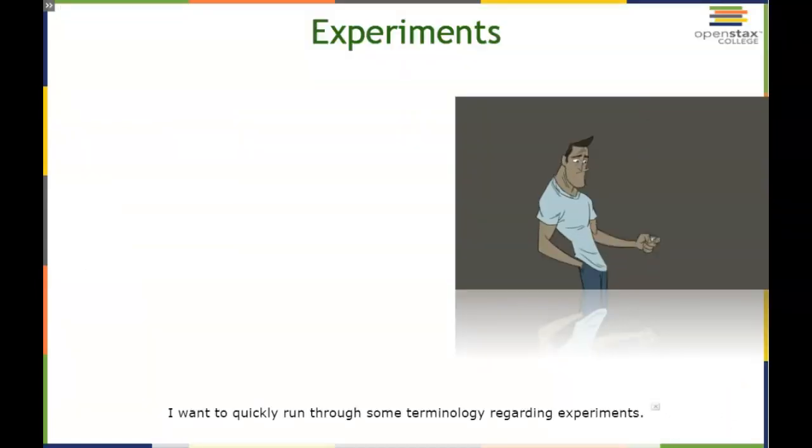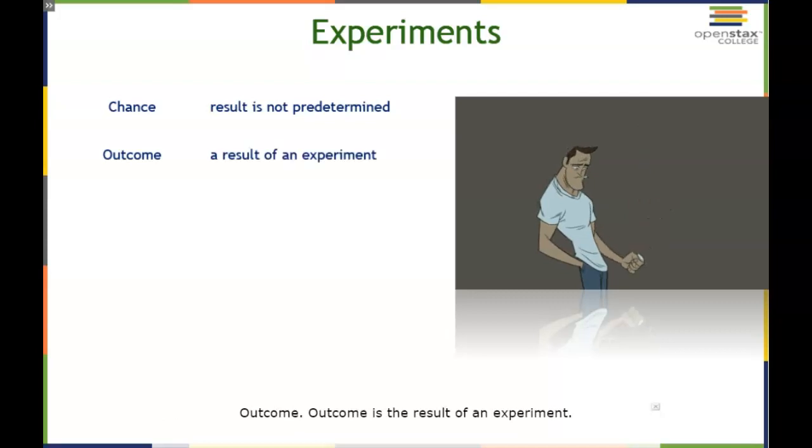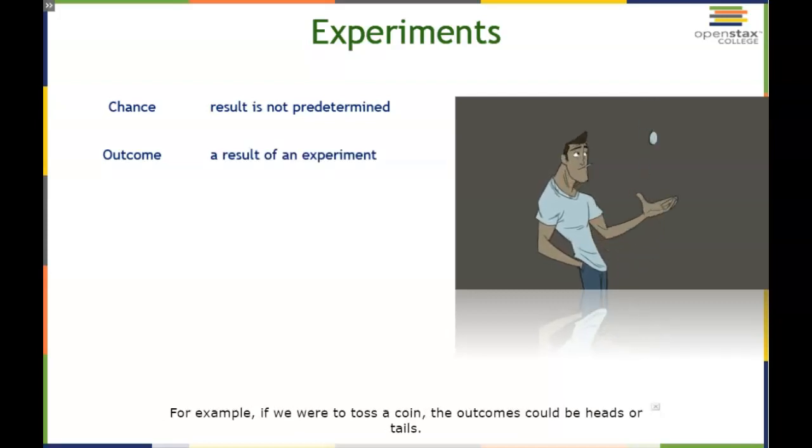I want to quickly run through some terminology regarding experiments. Chance. Chance just means that the result is not predetermined. Just the chance of something happening. Outcome. Outcome is the result of an experiment. For example, if we were to toss a coin, the outcomes could be heads or tails.